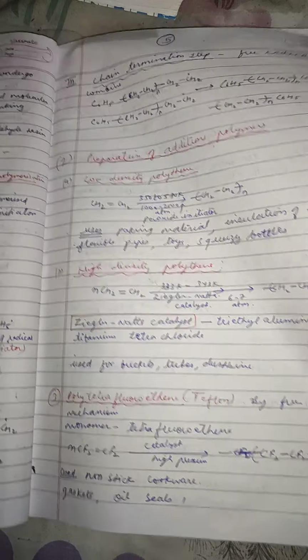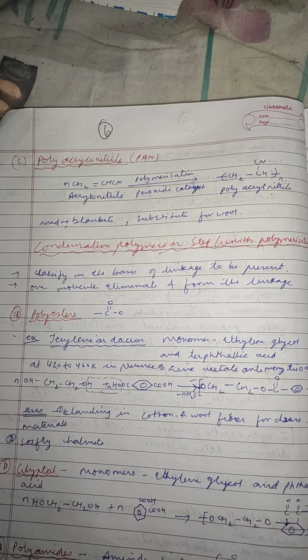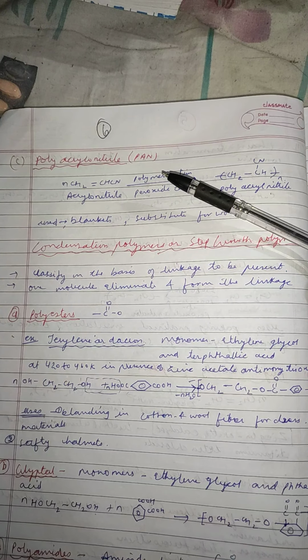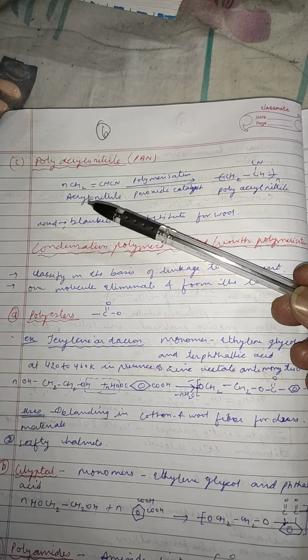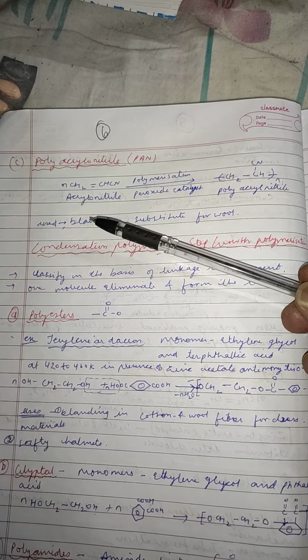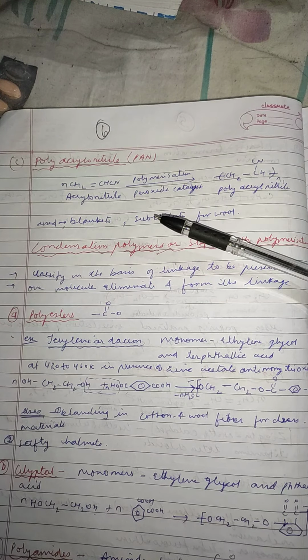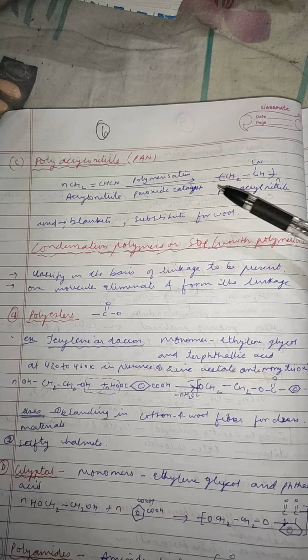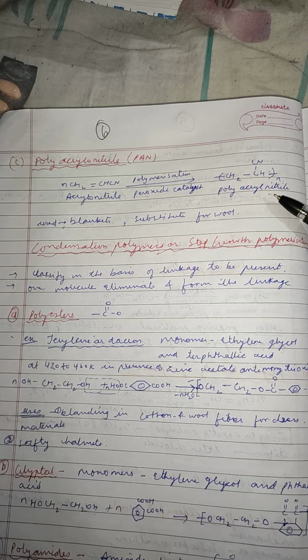Now next is polyacrylonitrile. Another name of polyacrylonitrile is PAN. Here it is an ethene molecule, but one H is replaced by CN, so it is known as acrylonitrile. In the presence of a peroxide catalyst, polymerization takes place and forms polyacrylonitrile. So CH2 single bond CH, and here CN.